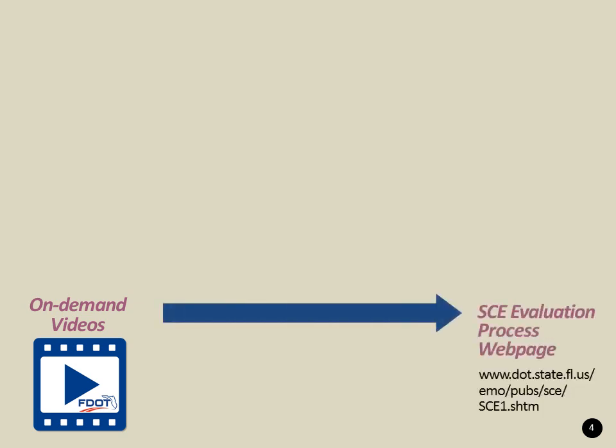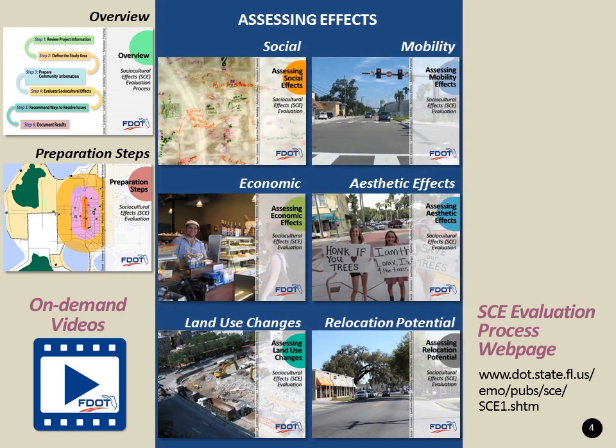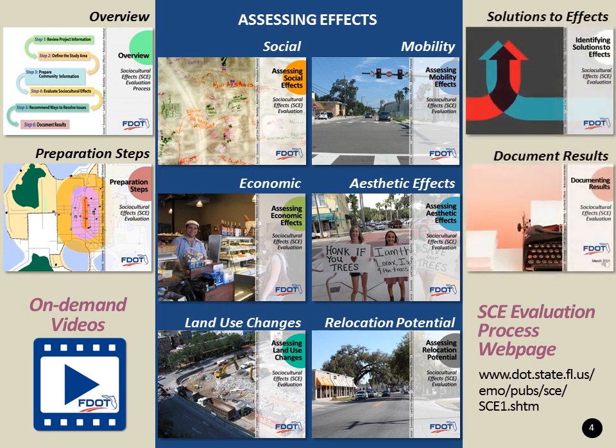Learn more about the steps in the SCE evaluation process by viewing on-demand videos on the department's website. These videos provide an overview of the process and instructions on how to prepare for an evaluation and assess potential effects, including specific considerations for the 6 SCE issues. There is guidance on identifying solutions to effects, and this video providing direction on documenting the results. Other videos discuss how to perform project-level demographic analysis and environmental justice analysis.